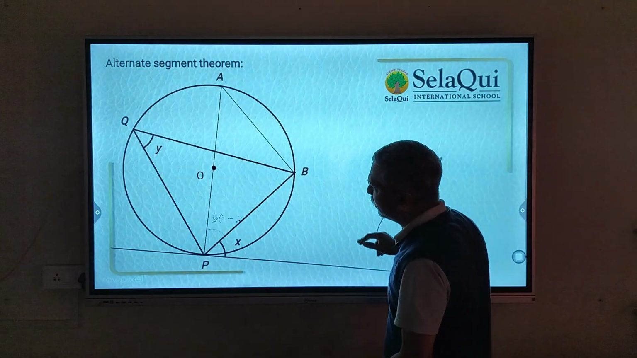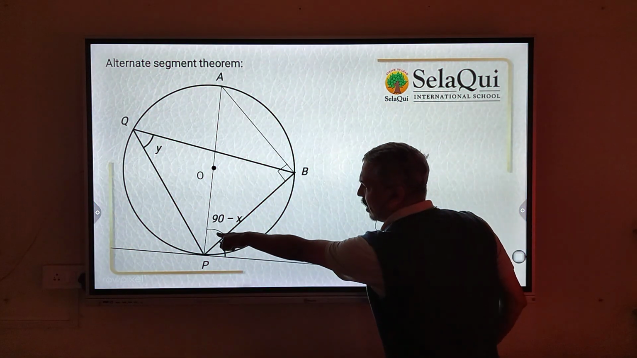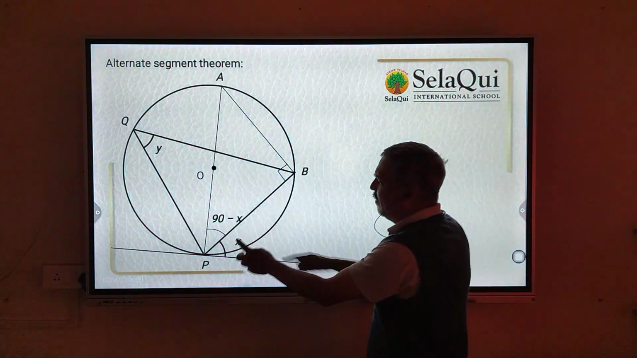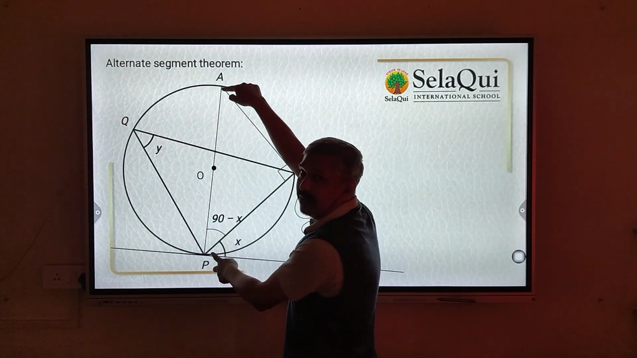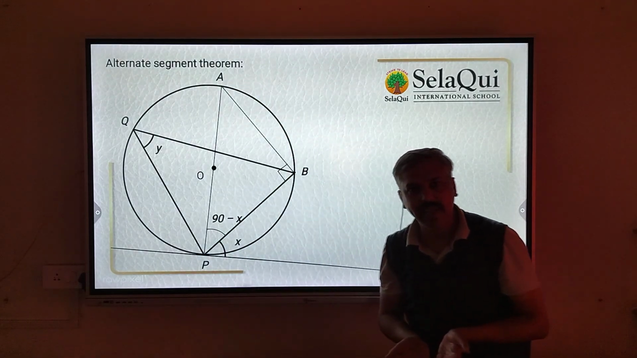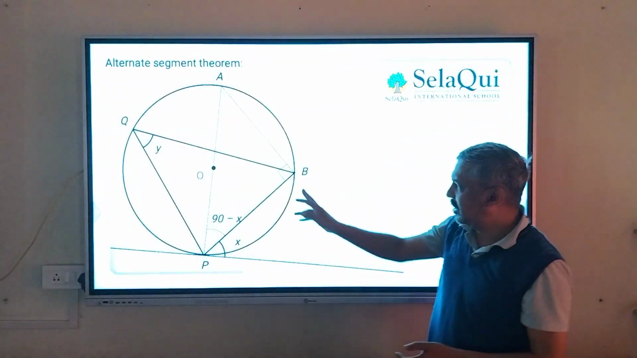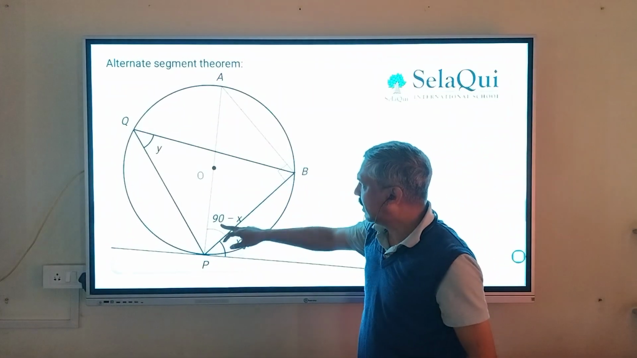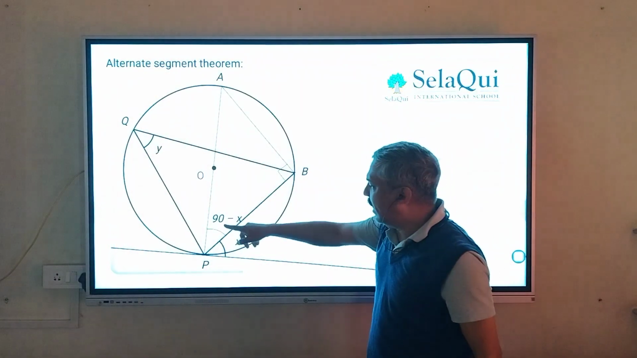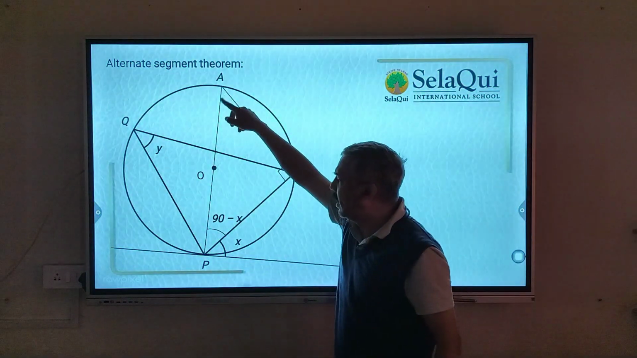So please see this, this is 90 minus x. If this is 90 minus x and this is 90, why is this 90? This is a diameter. So this is an angle in a semicircle, and angle in a semicircle is a 90 degree angle, right angle. So this is 90 degrees, this is 90 minus x. This has to be equal to x, there is no choice, because otherwise the addition will not be equal to 180 degrees.